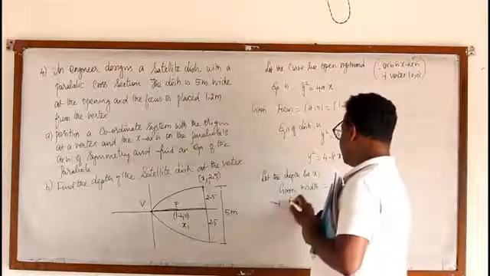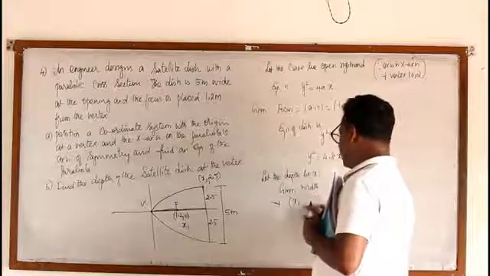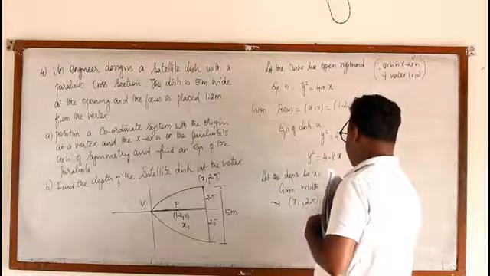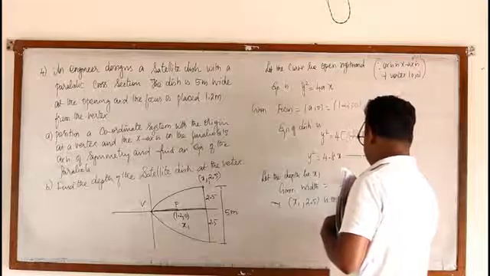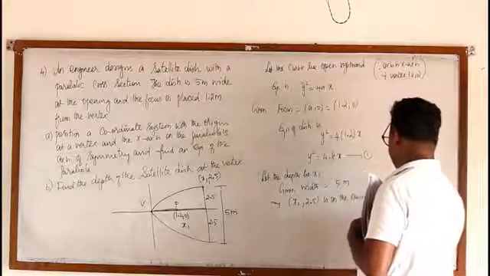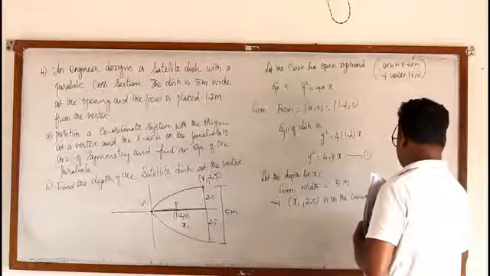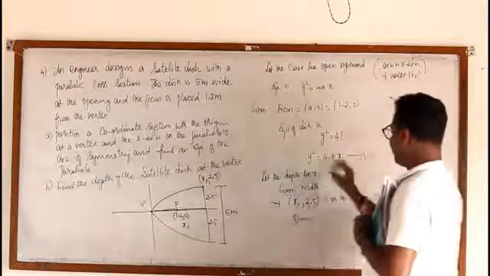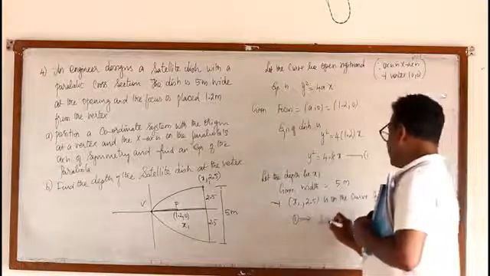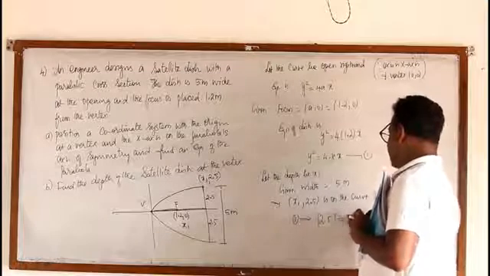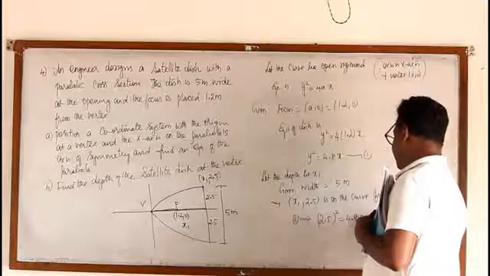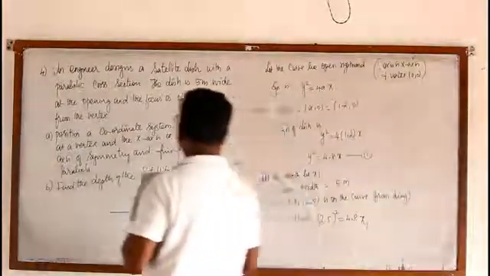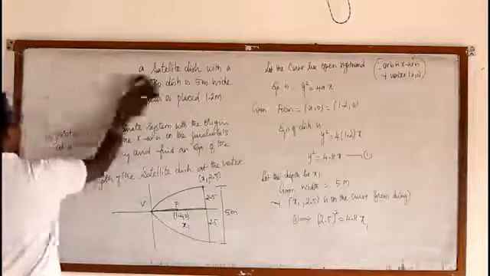Therefore, this implies x1, 2.5 is on the curve from the diagram. Therefore, I can say 2.5 the whole square equals 4.8 into x1. From this I can find x1.